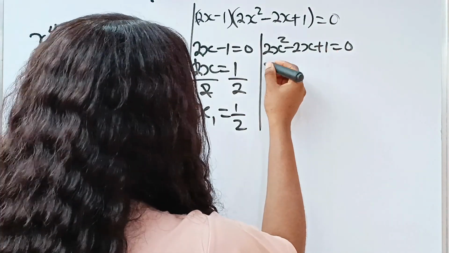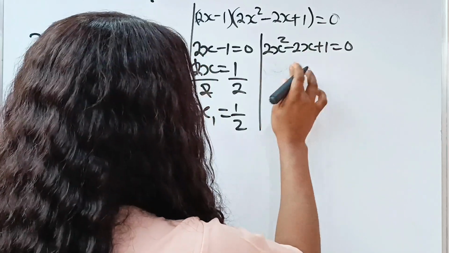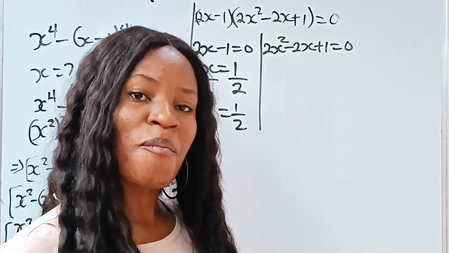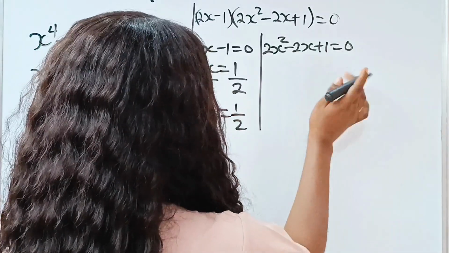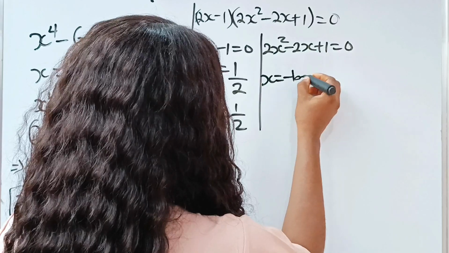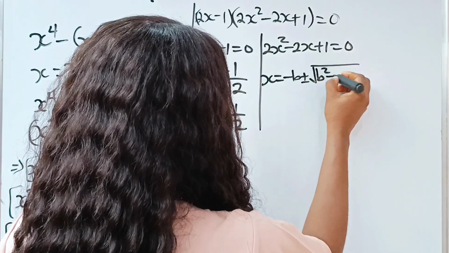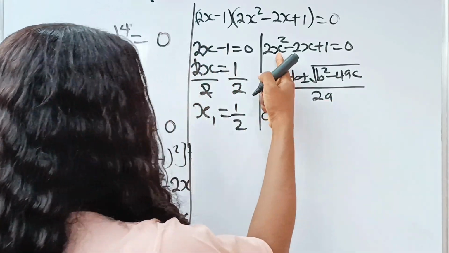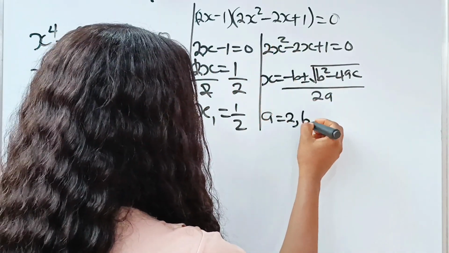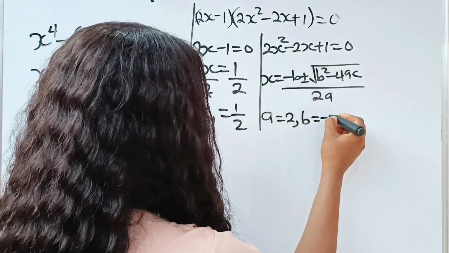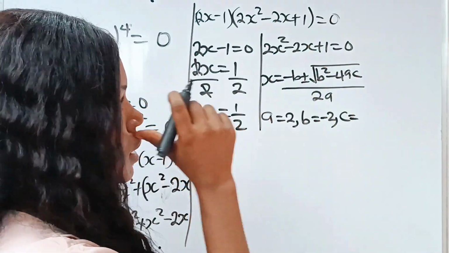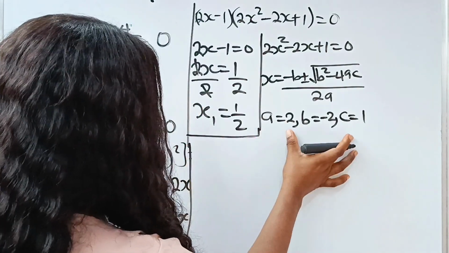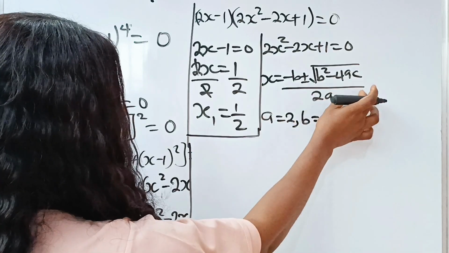Now here we have 2x squared minus 2x plus 1. Let's use the quadratic equation formula, otherwise known as the almighty formula, to get the value of x. So we have x here will be minus b plus or minus square root of b squared minus 4ac divided by 2a. Now our a is the coefficient of x squared, which is 2. Our b is the coefficient of x, which is minus 2. And our c is our constant, which is 1. Okay, so we are solving for this.